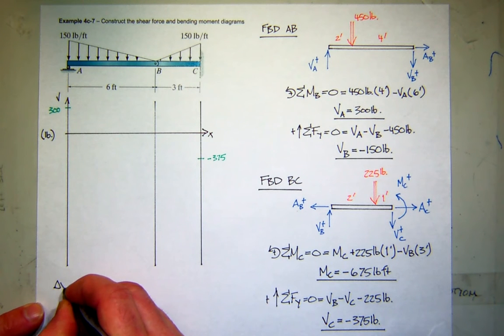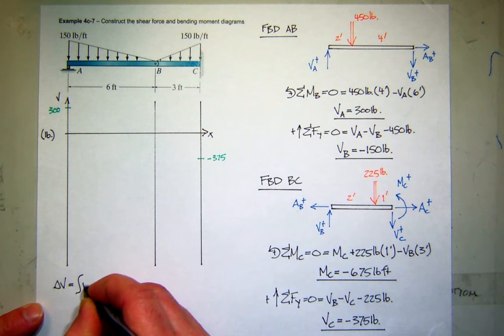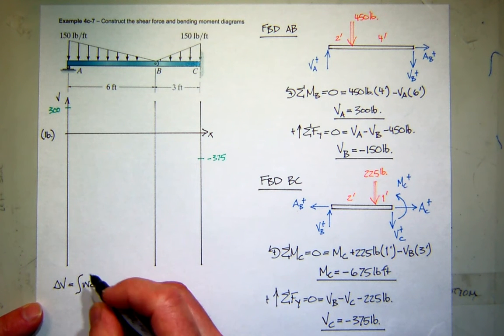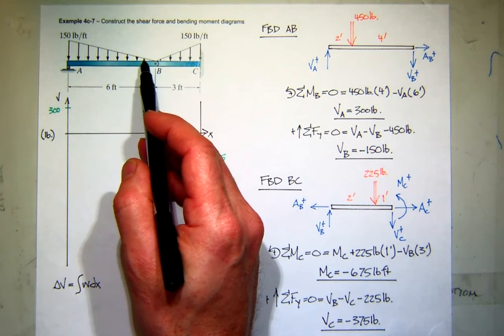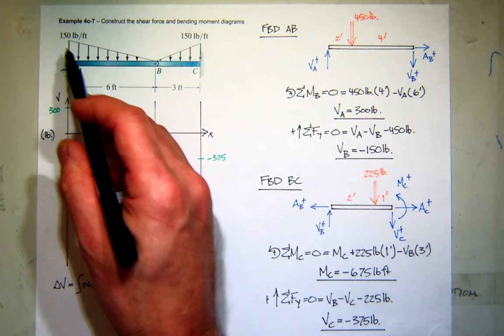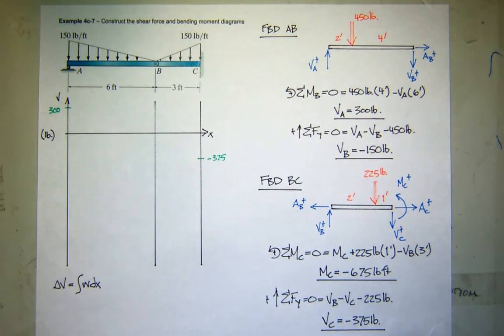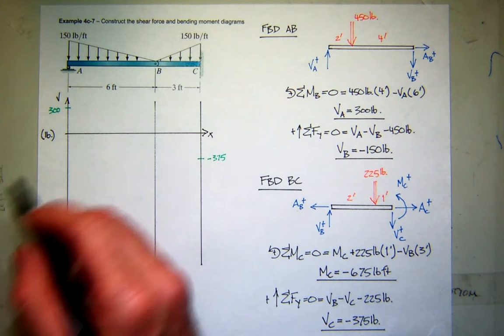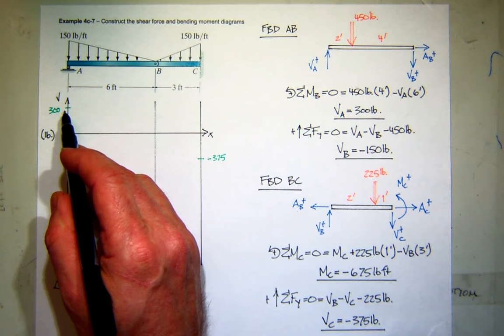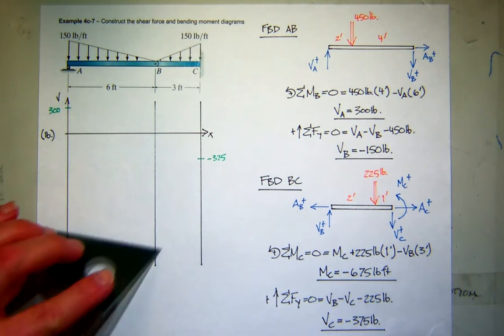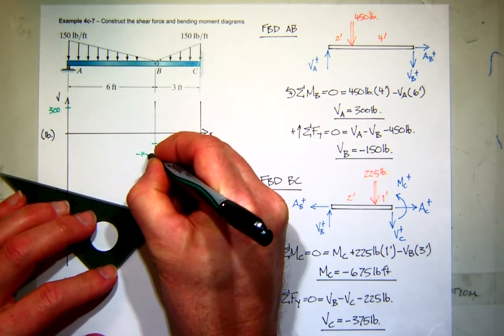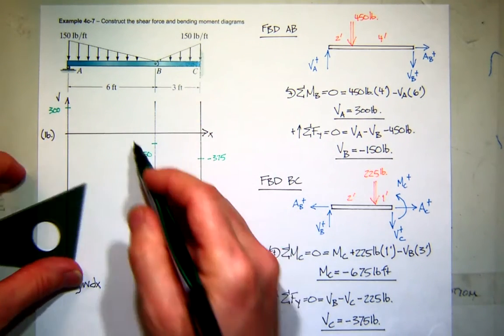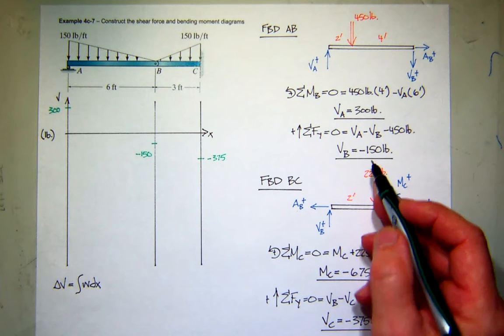So we know that the change in shear between any two points is the area under the load diagram. So what's the area under this part of the load diagram? It's a triangle, one half base 6 times height. That's 450, right? And that's negative. So if I start at 300 and I subtract 450, what do I get? Minus 150, right? And look at the shear at B. Matches. That's comforting.